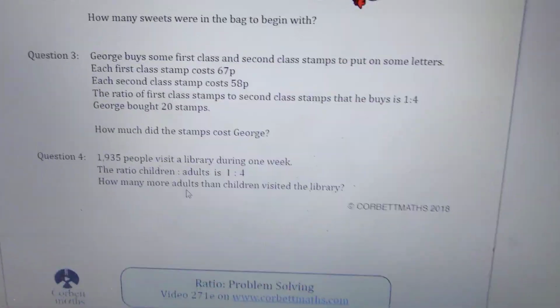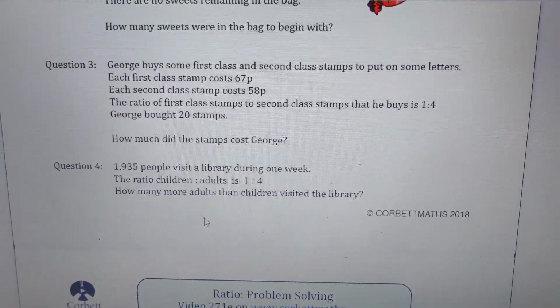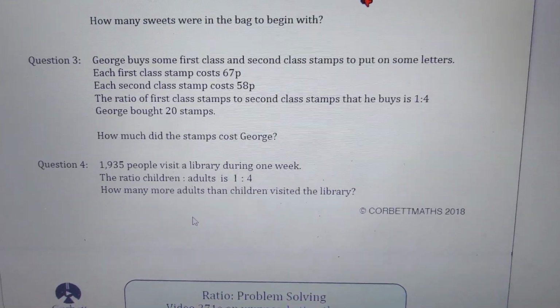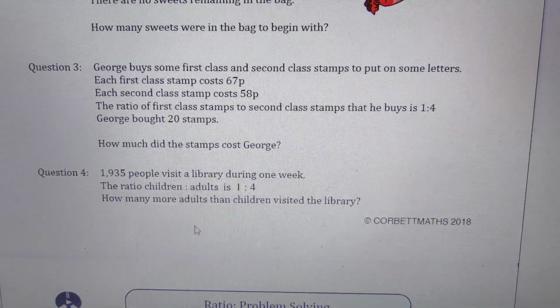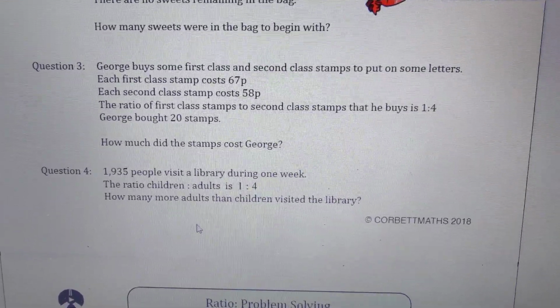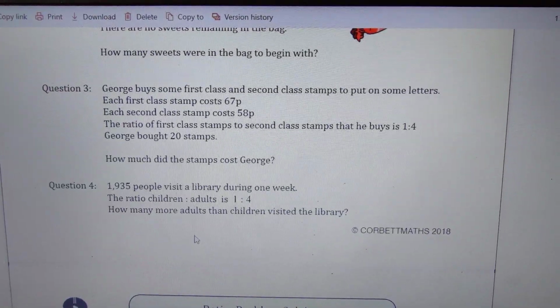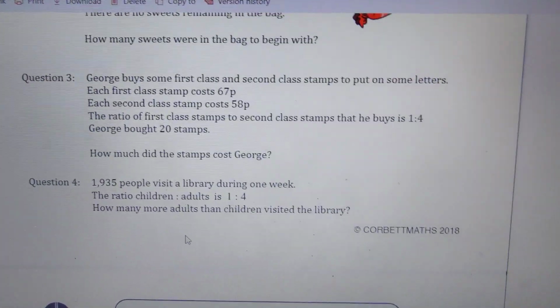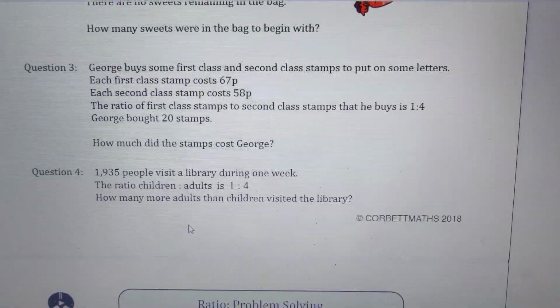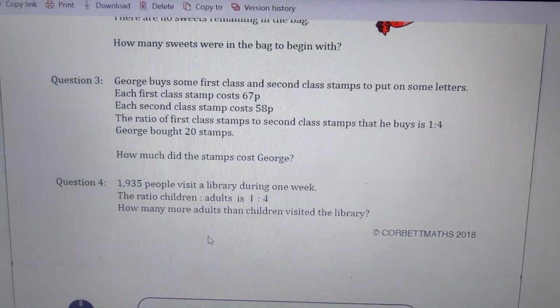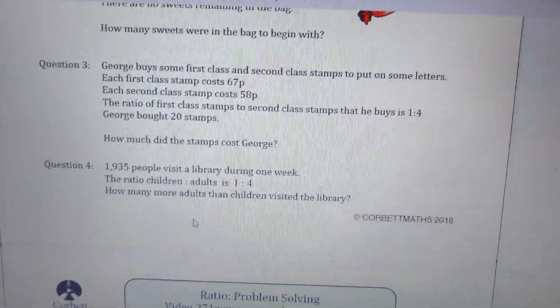Question 3. George buys some first class and second class stamps to put on letters. Someone should tell George to get email maybe. Each first class stamp costs 67p. Each second class stamp costs 58p. The ratio of first class stamps to second class stamps that he buys is 1 to 4. George bought 20 stamps. How much did they cost him?